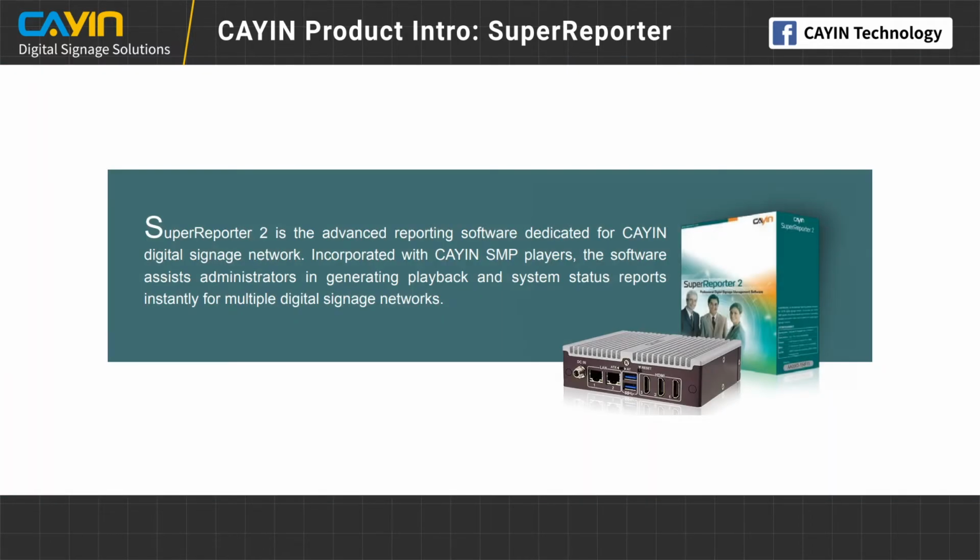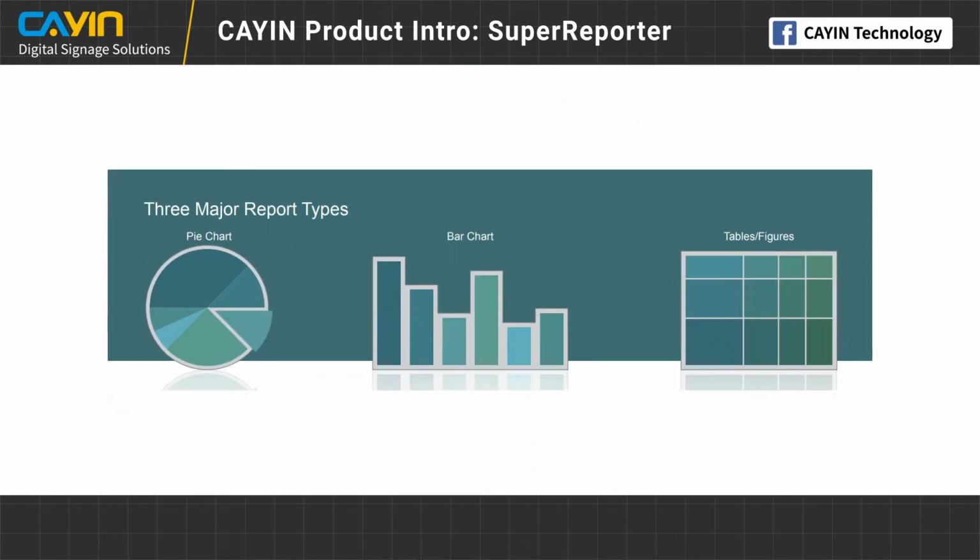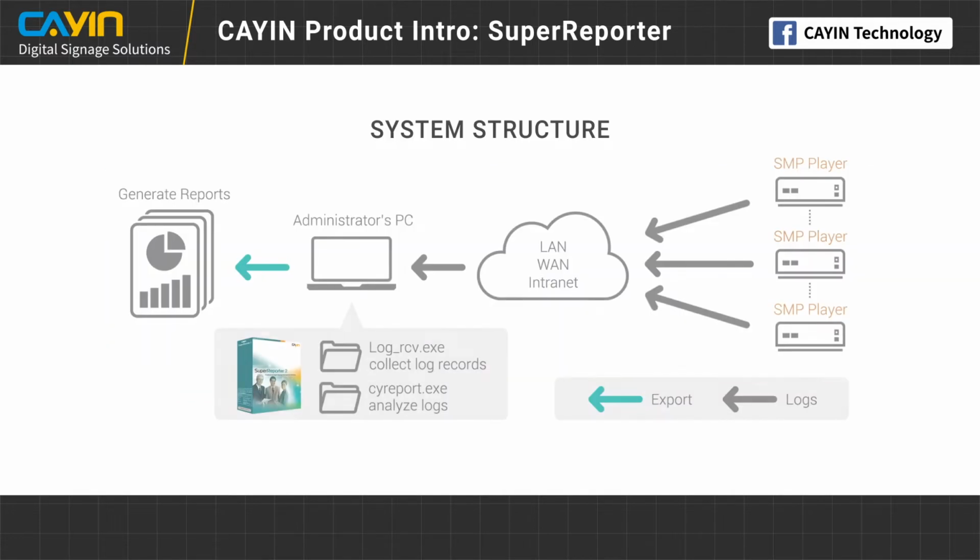Today I would like to introduce the software Super Reporter. Super Reporter is a software that can be integrated with Kane's SMP network. It allows the administrator to generate playback reports very easily. Once the data is collected from the SMP player and transferred by logs to the administrator PC, Super Reporter can use the logs to generate the playback report.